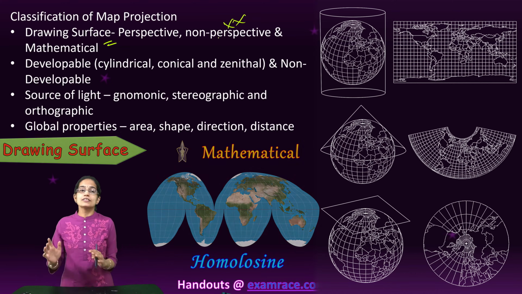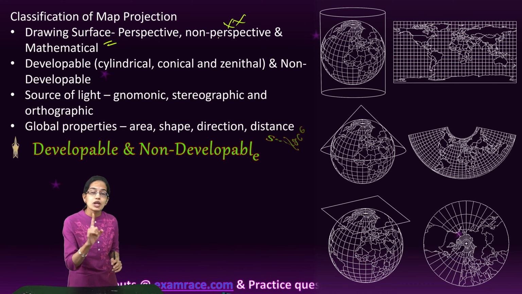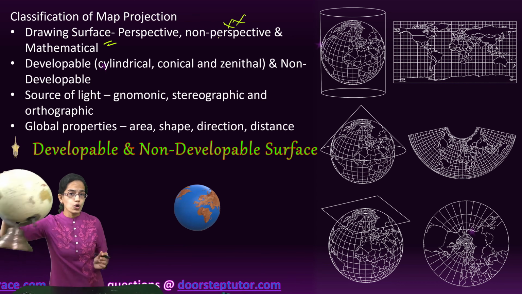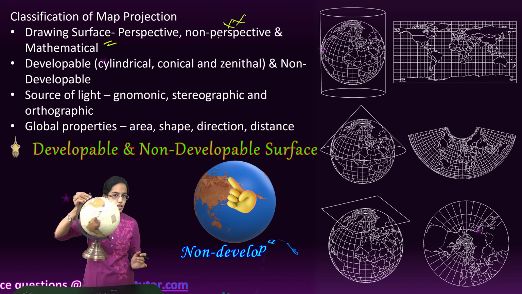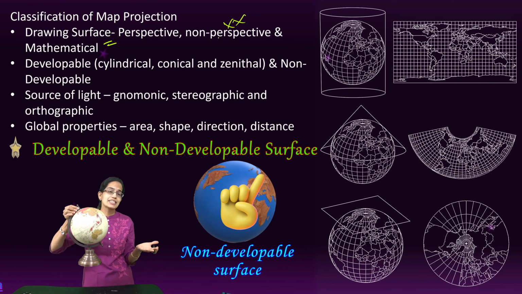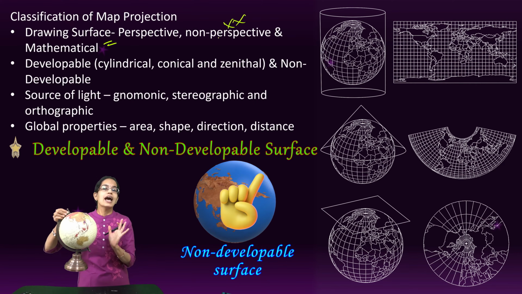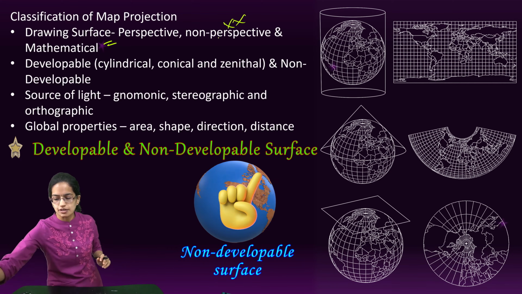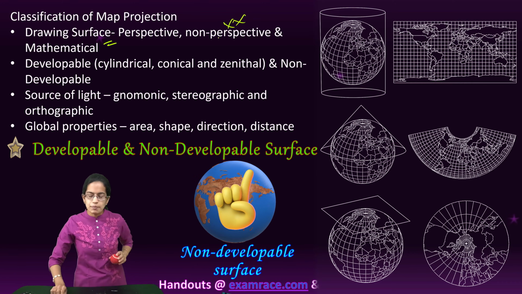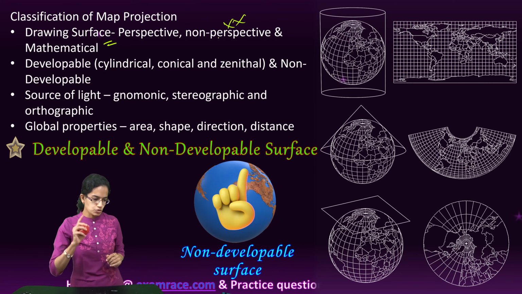The next is based on the developable or the non-developable surface. So, the globe is considered a non-developable surface. I cannot develop this on a flat sheet of paper with good accuracy. Then, how do we define developable surfaces? Developable surfaces can be defined in numerous ways.